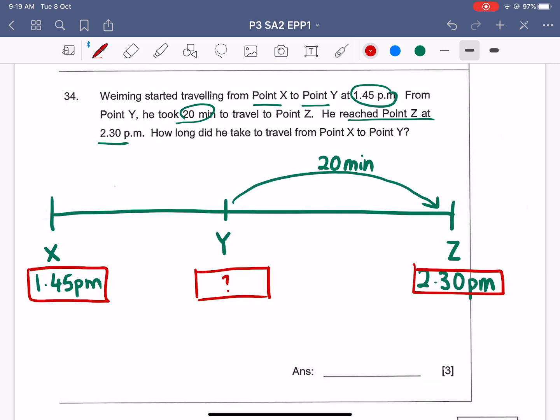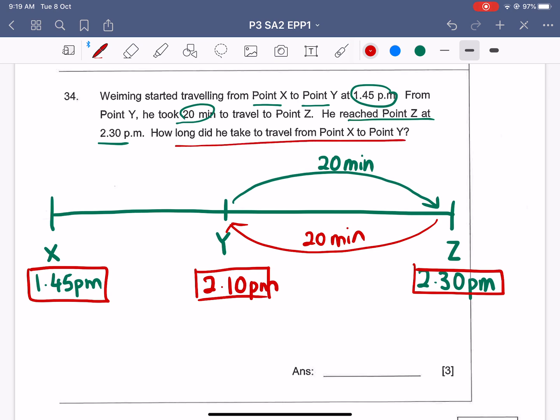Yes, because it took 20 minutes and he reached Z, and that's already 2:30. So that means to say, if you go back 20 minutes from 2:30, this time must have been earlier by 20 minutes. This has to be 2:10 p.m. Right? So he must have reached point Y at 2:10, and then 20 minutes later he reaches point Z, that's 2:30. So now our job is, how long did he take to travel?